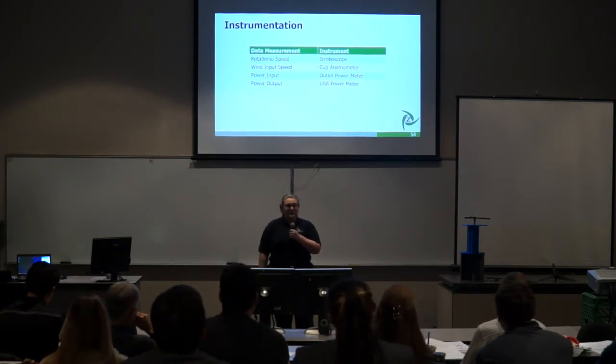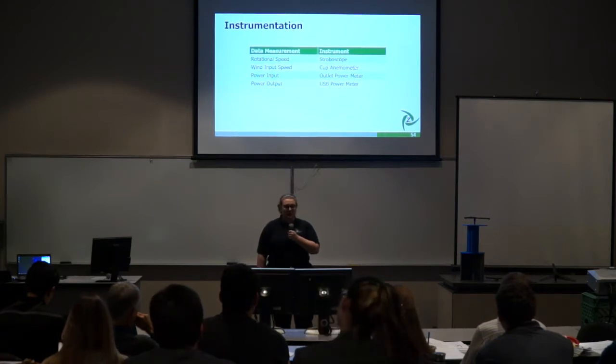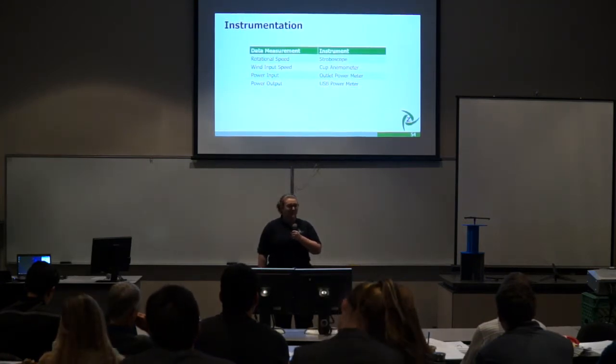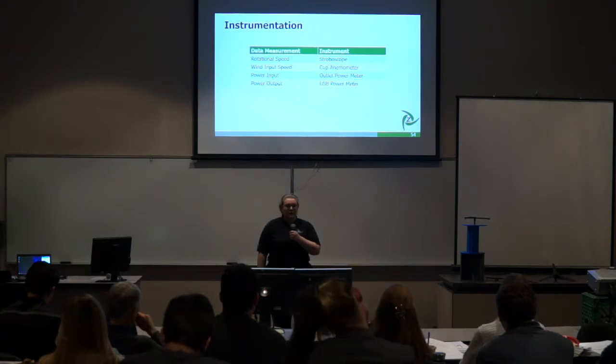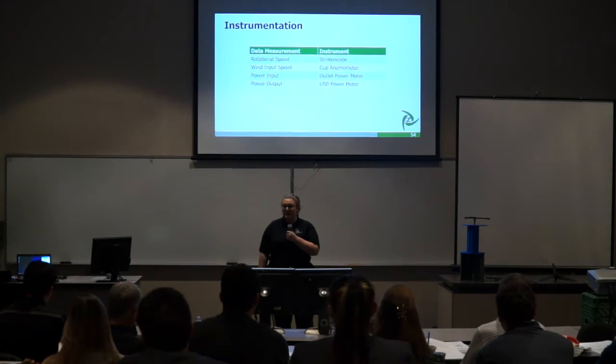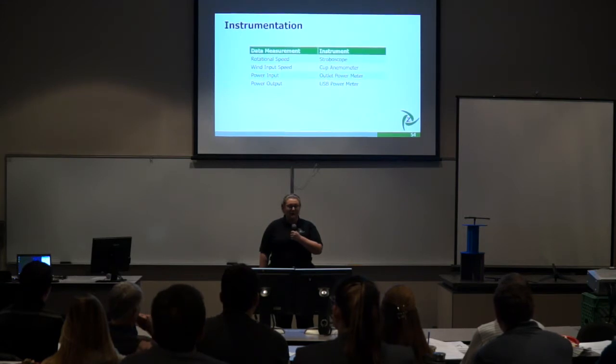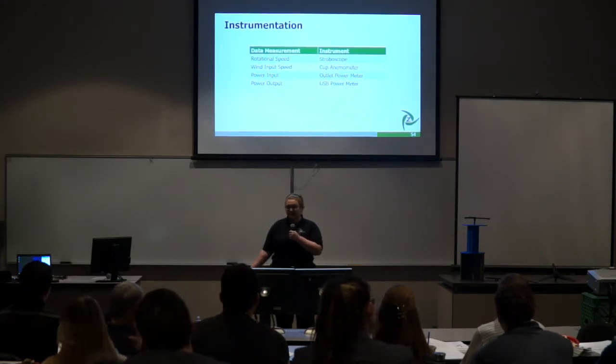For the rotational speed, a stroboscope will be used. From that, the torque on the motor, the tip speed and tip speed ratio will be calculated. For the wind input speed, Project Zephyr will be using an analog cup anemometer. For the power input, an outlet power meter. And for the power output, a USB power meter.